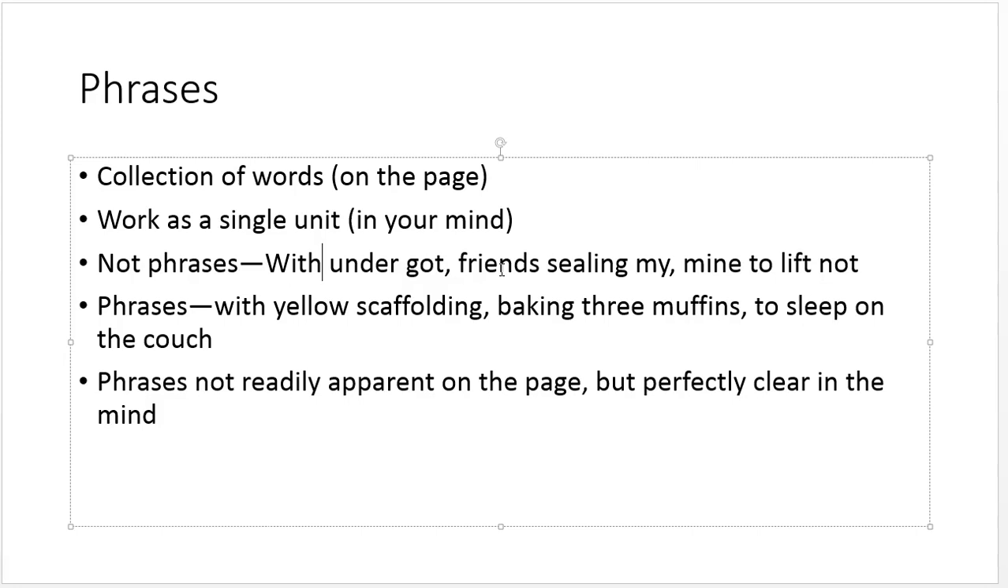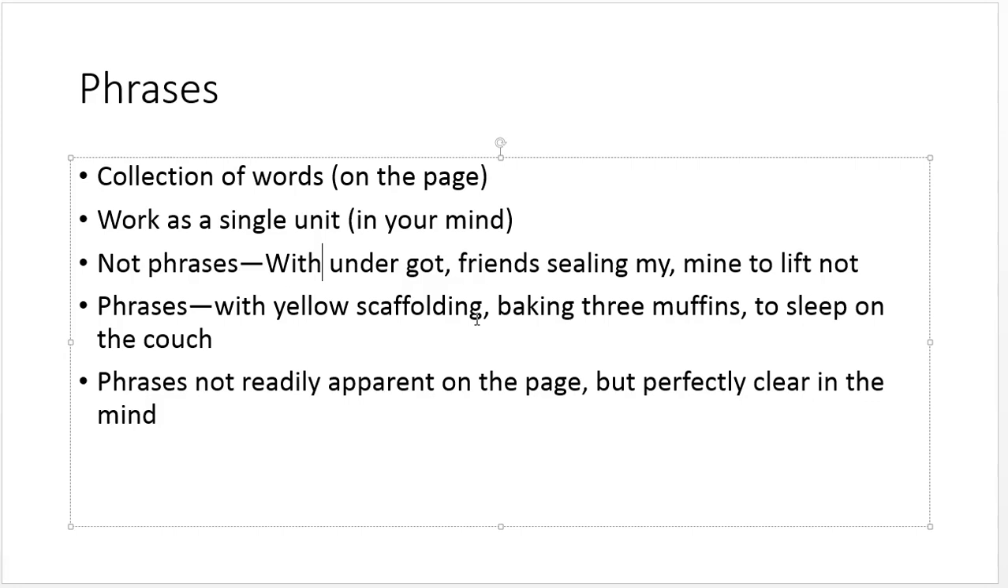But notice if I get some phrases, with yellow scaffolding, suddenly your brain clicks with that. Baking 3 muffins. Suddenly, and again, none of these are sentences. I don't want you to confuse these with sentences, but your brain clicks with these. To sleep on the couch. That suddenly clicks. The first one, by the way, I don't need you to remember this yet, it's a prepositional phrase. The second one is what's called a gerund phrase. The third one is what's called an infinitive phrase. These are all meaningful units.